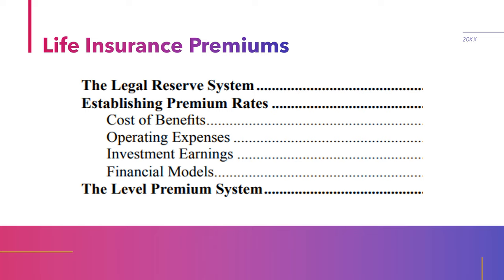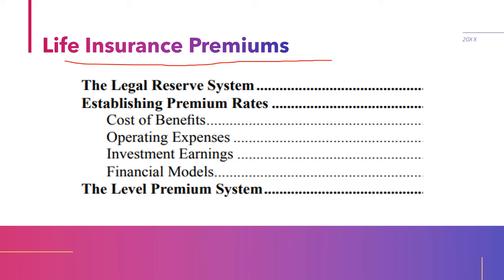Now we are at chapter 4 of module 1. That is the life insurance premium. In this, first we'll go through the legal reserve system. The legal reserve system is what insurers use to set financial values for life insurance products. Then we'll move to the cost benefit. I'm not going into more detail. If you want to study in more detail, you can reach out to us for the LOMA 280 PDF.